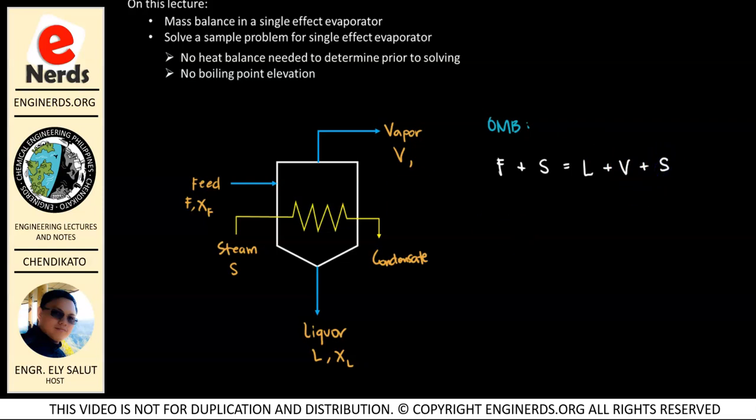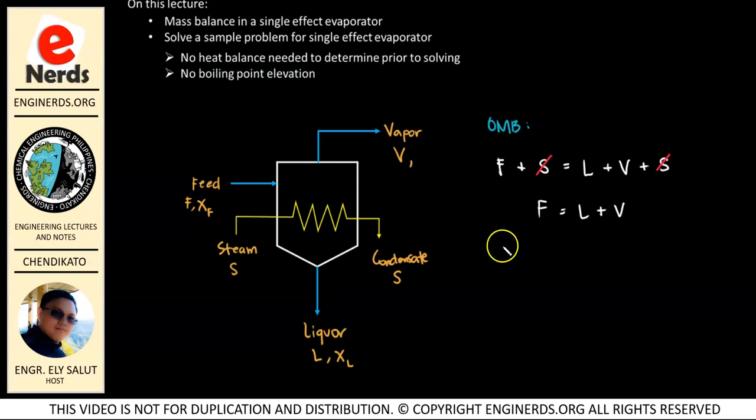Okay? So, that is equal to the mass flow rate of our steam. So, our condensate here is also S. Okay? Because there is no mixing happening between our feed and our steam. So, dahil pareho lang yung amount ng ating steam dito and our condensate, so that means our S will be cancelled out. So, basically, our overall material balance will be F is equal to L plus V. Okay, so madali lang, no?